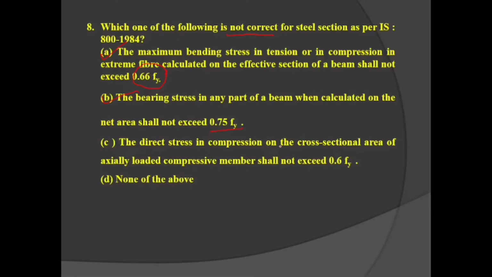The direct stress in compression on cross section, obviously this is sigma AC. He is talking about sigma AC here. He is talking about sigma BC or sigma BT here, and here the sigma P value is discussed. All these three statements are correct. These are correct statements, but in the exam, the question asks for the statement which is not correct. So option D, that is none of the above, is correct.